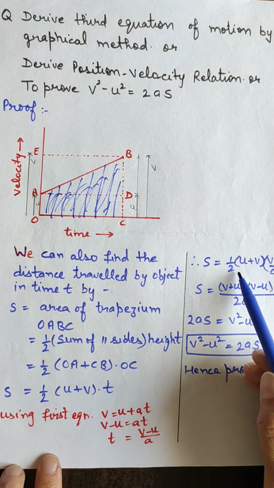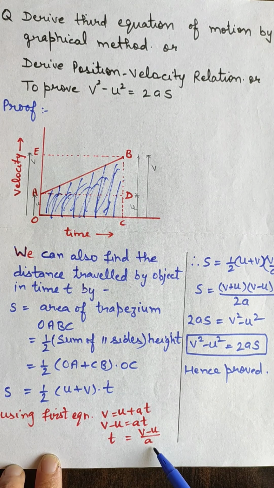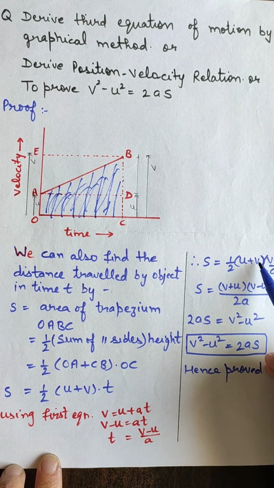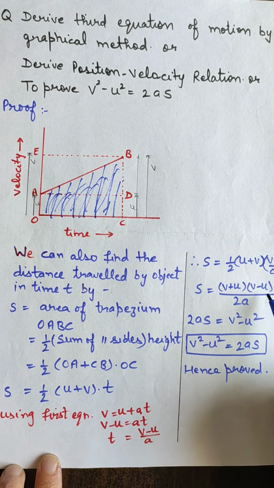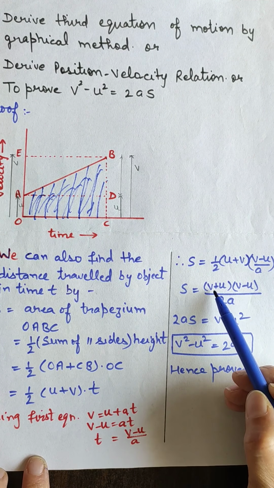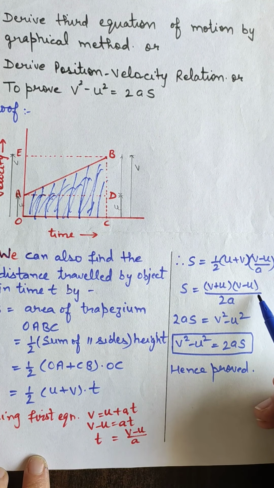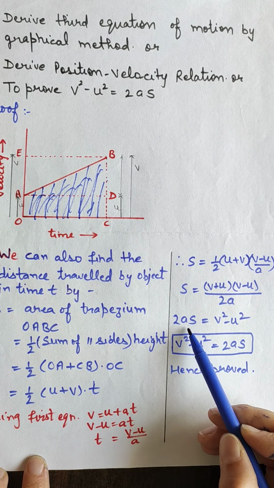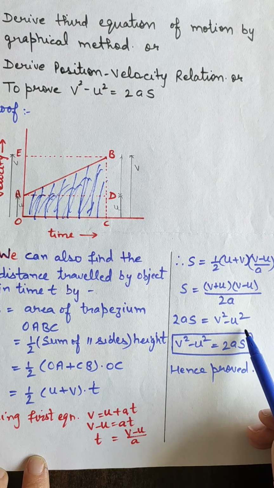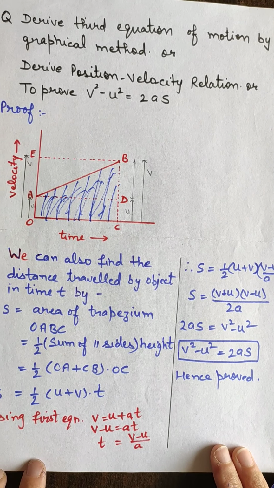So, S is equal to half into U plus V into T, and T is equal to V minus U by A. So, S is equal to, we will rearrange this, U plus V can be written as V plus U, multiplied by V minus U, divided by 2A. Now, you can see this formula is of the form A plus B into A minus B. So, we will apply the identity of mathematics. 2A will go on this side, so it will be 2AS, and it will be V square minus U square. By rearranging, V square minus U square is equal to 2AS. Hence, the third equation is also proved.